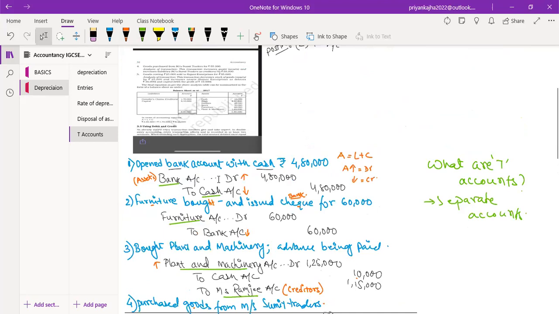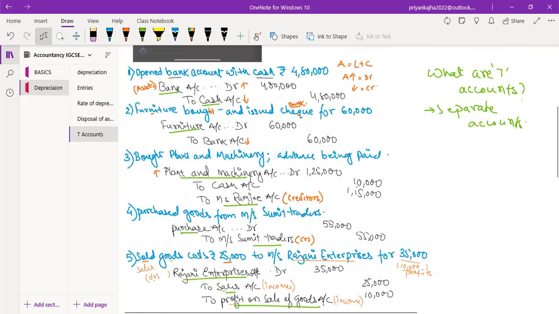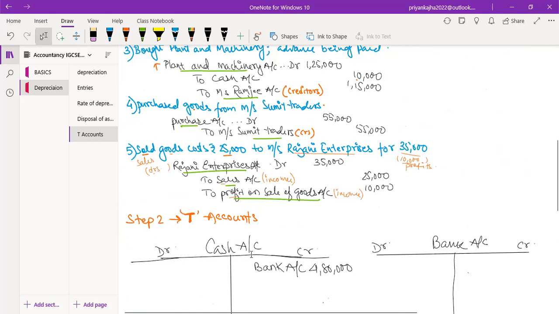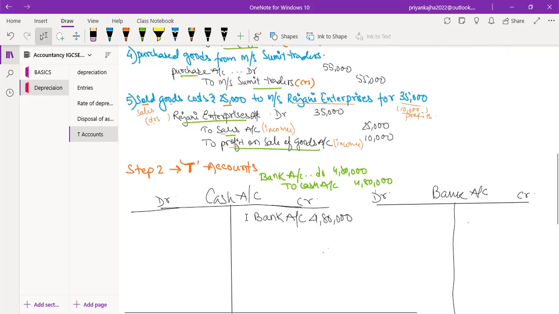Now you can see bank account debit to cash account. Look for what account you're creating. We are creating cash account. And I will write the transaction here. That is bank account debit to cash account, 4,80,000 and 4,80,000. So look for what account you're creating here. We are creating cash account. And in this journal entry, your cash account has been credited. So you will write the receipt, the amount or the transaction with which it was credited.